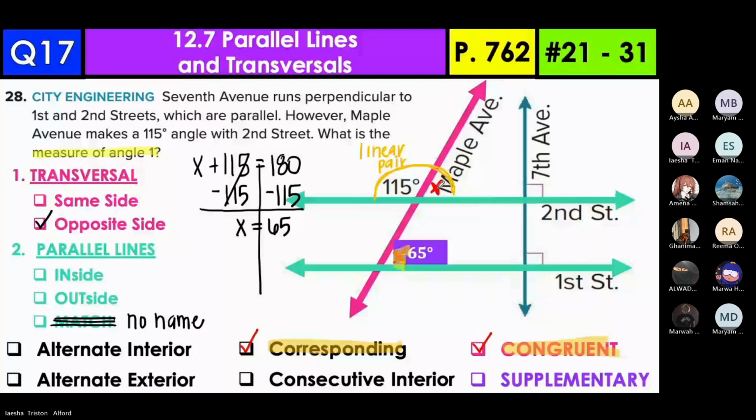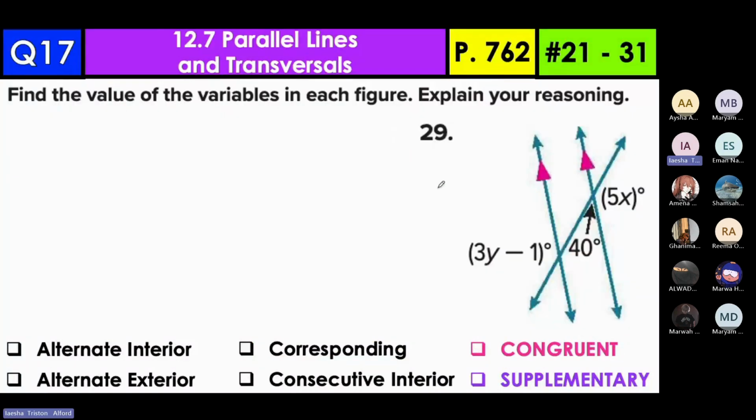Okay? Let's try a harder one. This is number 29. We have to find out what is x and what is y. And then we have to explain. So remember, if they say explain, you have to say what is the name. So we're going to start with x. Just to be clear, this angle here in the red should be 40 degrees.